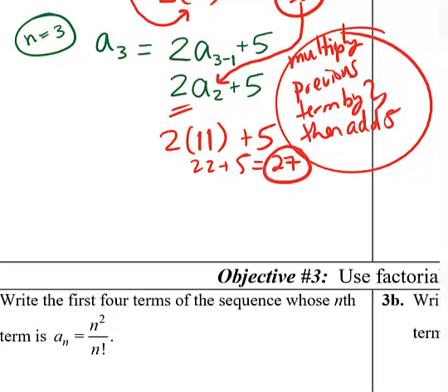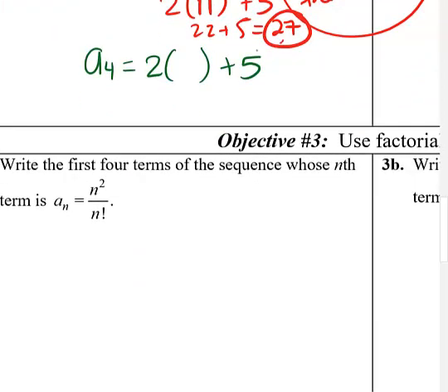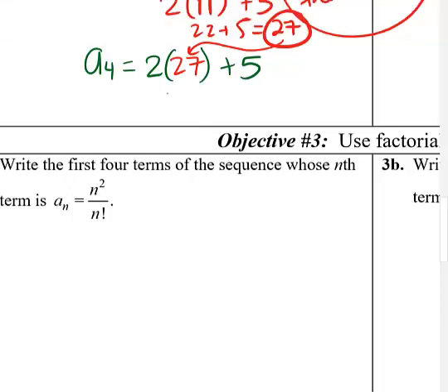And then I think you kind of get the hang of this now. The fourth term is going to be 2 times the previous one plus 5. I just bring down the previous term. The previous term we just found was 27, so he's going to go right here. And then we'll just simplify that. 2 times 27 is 54, plus 5 is 59. So there are the first 4 terms of this sequence.